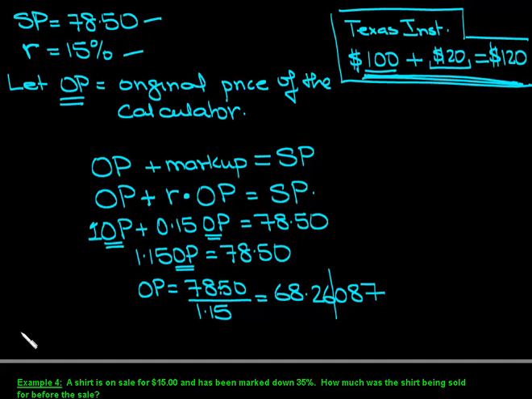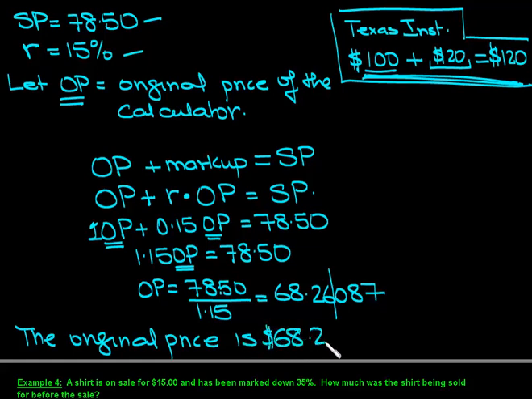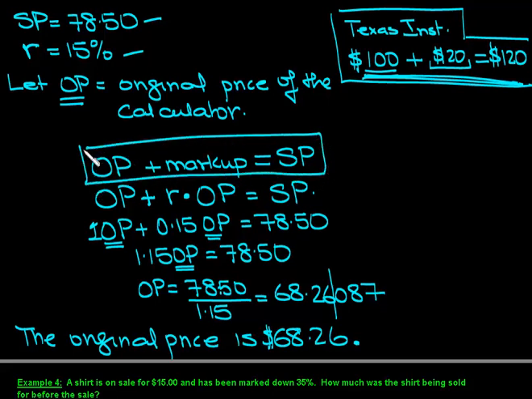So the answer is the original price is $68.26. So that's how much the bookstore paid for the calculator, and they marked it up by 15% of that to sell it to the students for $78.50. So again, we didn't really have a formula for this, but we were able to make one up very quickly by using the ideas from business on how they mark up prices.